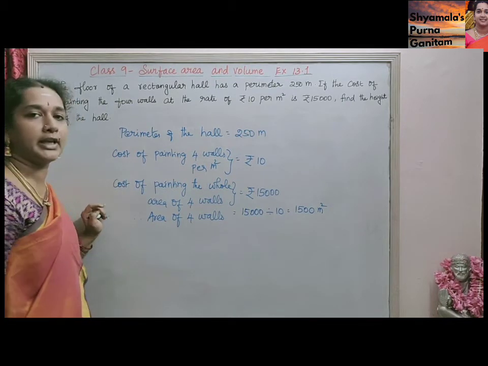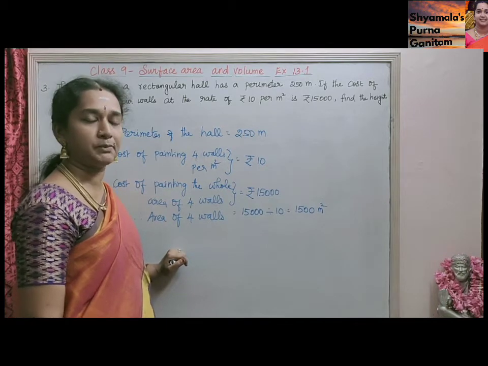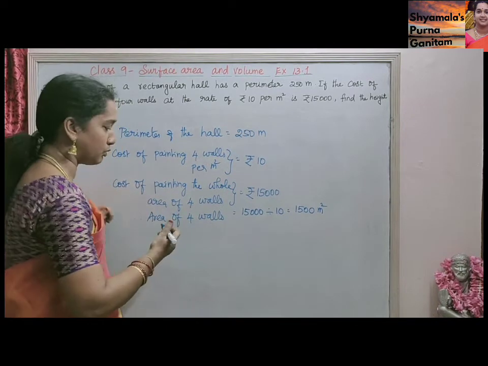So what is the formula for area of 4 walls? Area of 4 walls is nothing but 2h into (L plus B). This is nothing but the LSA of a cuboid.